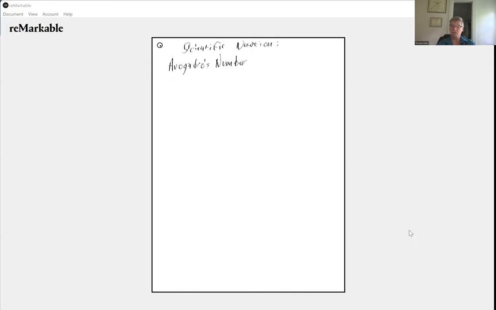Avogadro's number is just a number. It's the same number no matter what it applies to. Avogadro's number of atoms, Avogadro's number of molecules, Avogadro's number of dollars. I would love to have Avogadro's number of dollars, but there's not enough dollars.